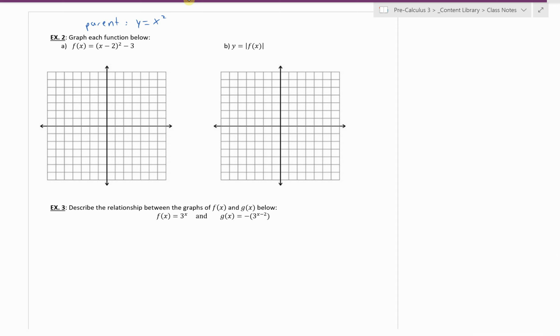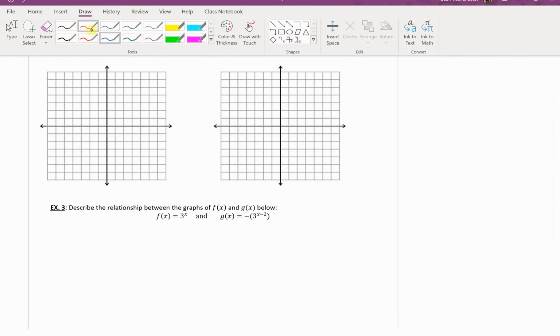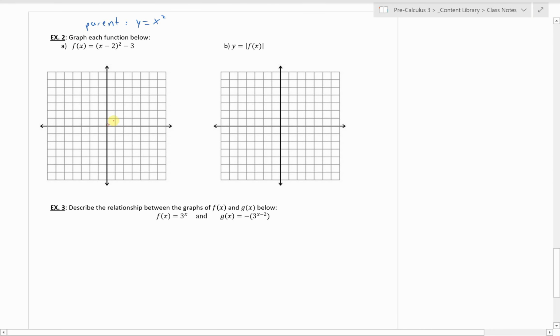If we wanted to, we could draw in the parent function as a reference. Okay, we know it goes through 1, 1. It would go through 2, 4. When we square 2, we get 4. So the parent function would look like this. If we wanted the parent function there, we can do that. You don't need to draw the parent function in if you don't want to.